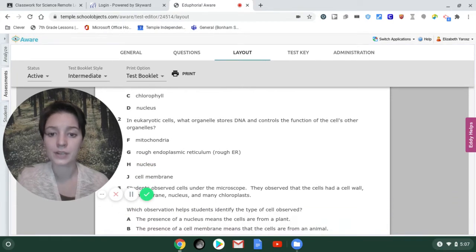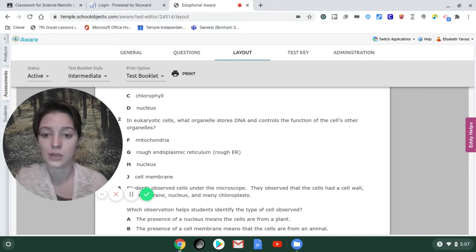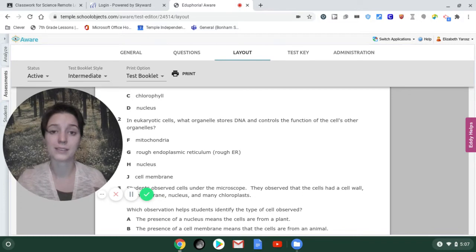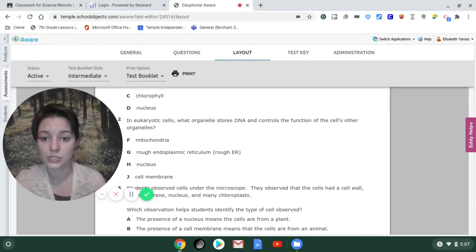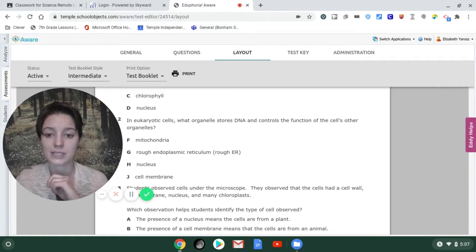In a eukaryotic cell, what organelle stores DNA and controls the functions of the cell's other organelles? So eukaryotic cells, that means it does have membrane-bound organelles and a nucleus, so it's more complicated than a bacteria cell. Bacteria is prokaryote. So which organelle does this function? We just talked about the function of the mitochondria. It's used for turning sugar into ATP energy.